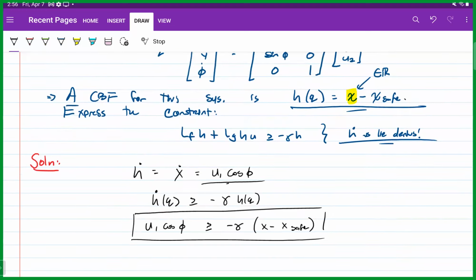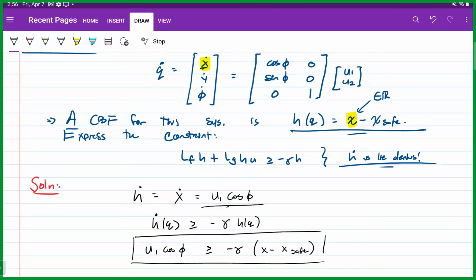Oh, so you don't care about y. Yeah, in this case, we're just defining safety based on x. But if we were to have it with respect to y or phi, then we would have a lot of other additional terms in there.